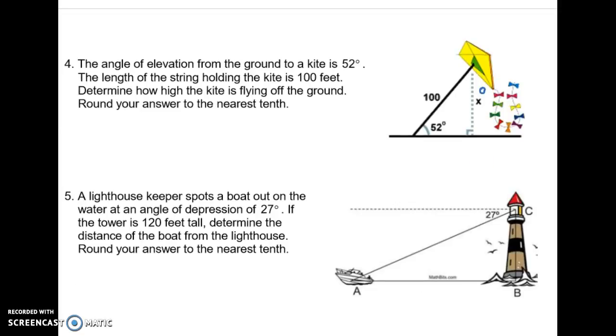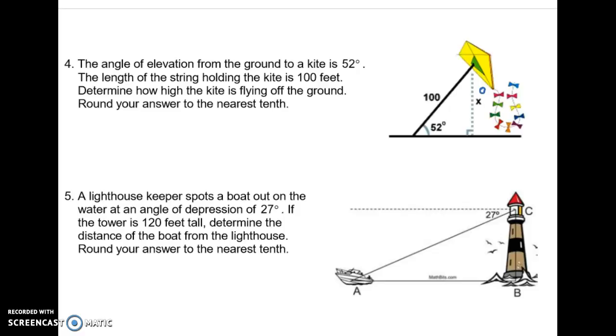Let's do a couple of basic examples, and then we'll get to some of the more complicated ones where you might have to have multiple triangles in one. So in this first one here, we have an angle of elevation from the ground to the kite is 52 degrees. The length of the string holding the kite is 100 feet. Determine how high the kite is flying off the ground. So we have the picture already set up for us, which is nice.